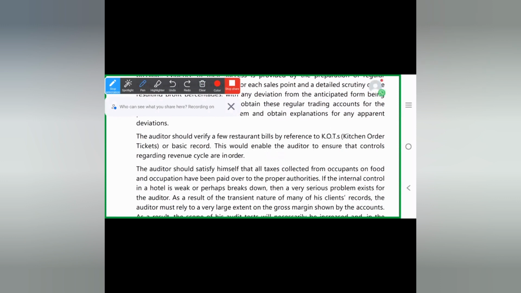So the auditor should verify a few restaurant bills with reference to KOT, that is kitchen order tickets. This would enable the auditor to ensure that controls regarding revenue cycle are in order.